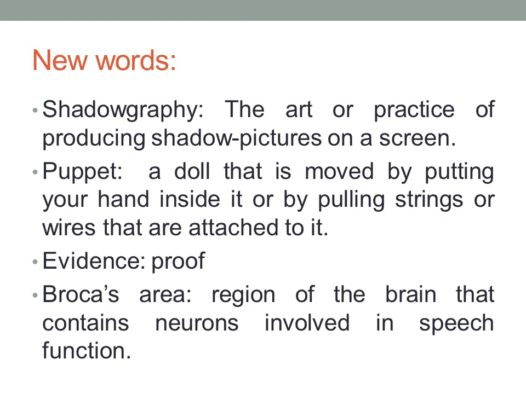So let's do the new words. Shadowgraphy: the art or practice of producing shadow pictures on a blank screen. Puppet: a doll that is moved by putting your hand inside it or by pulling strings or wires that are attached to it. Evidence: it means proof. And the last one, Broca's area: region of the brain that contains neurons involved in speech function.